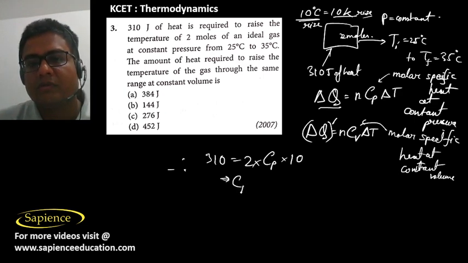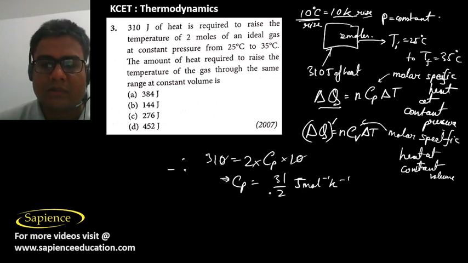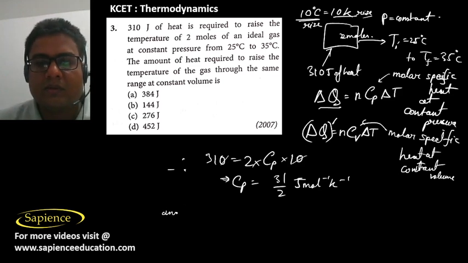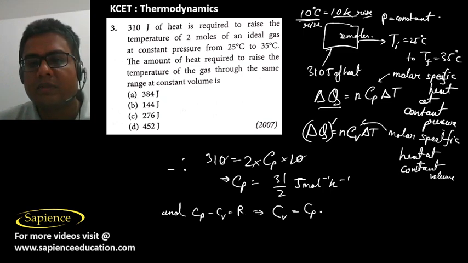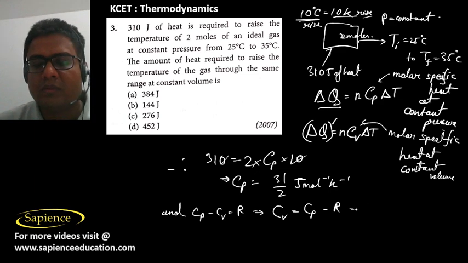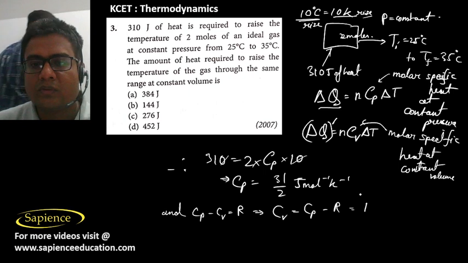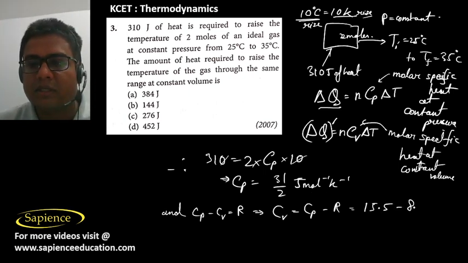So Cp will be equal to 310 divided by 10, so this is 31 by 2 joule per mole per Kelvin. This is Cp, and we know that Cp minus Cv is equal to R. So therefore Cv, I can say, is Cp minus R. So that will be Cp is 31 by 2, means 15.5, minus 8.314.